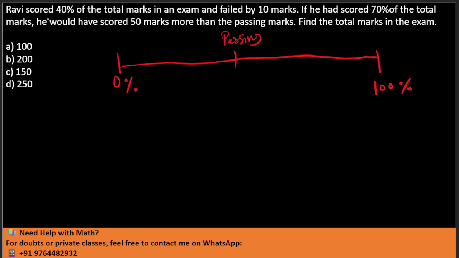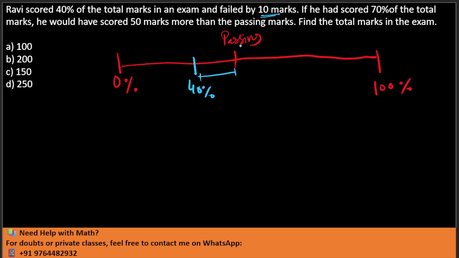Okay, so Ravi scored 40% of the total marks and he fails by 10 marks. So I can say that the 40% will be somewhere here in this area. All right, so let's say this is 40%, and he fails by how much? 10 marks, right? So this is the passing mark and he fails by 10 marks. That means the distance of this will be 10 marks.